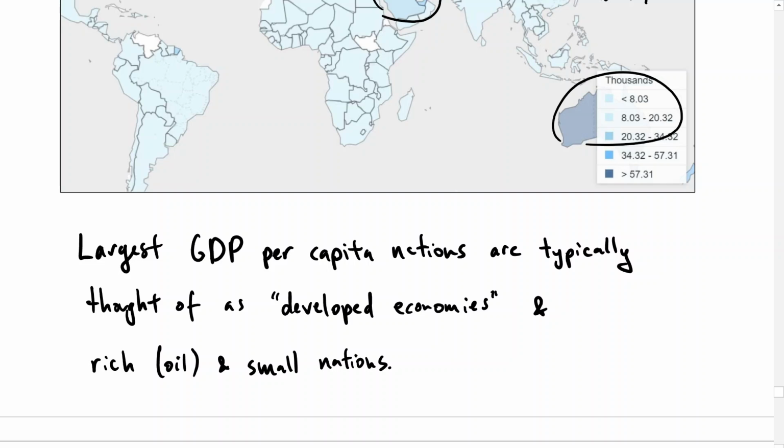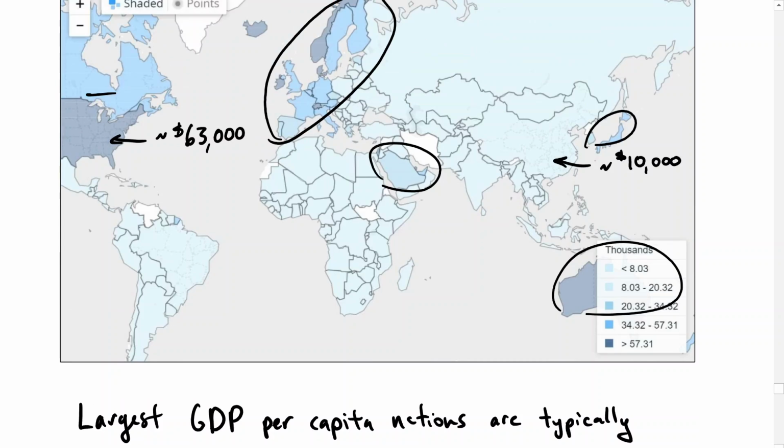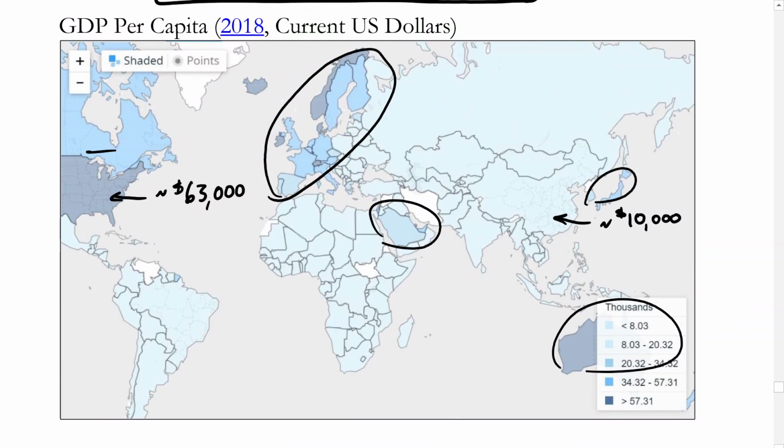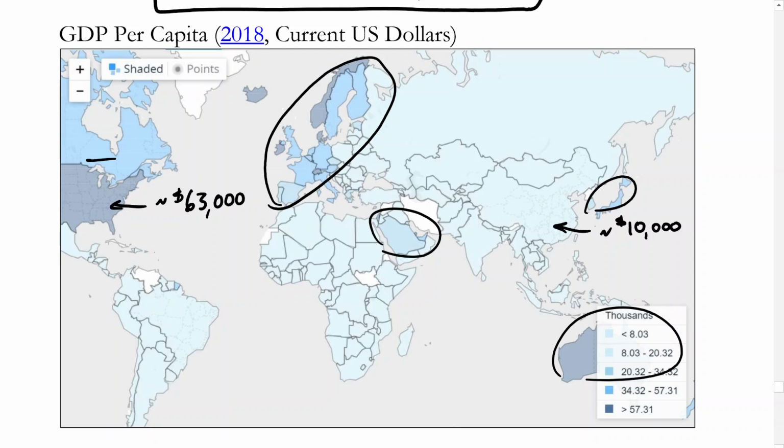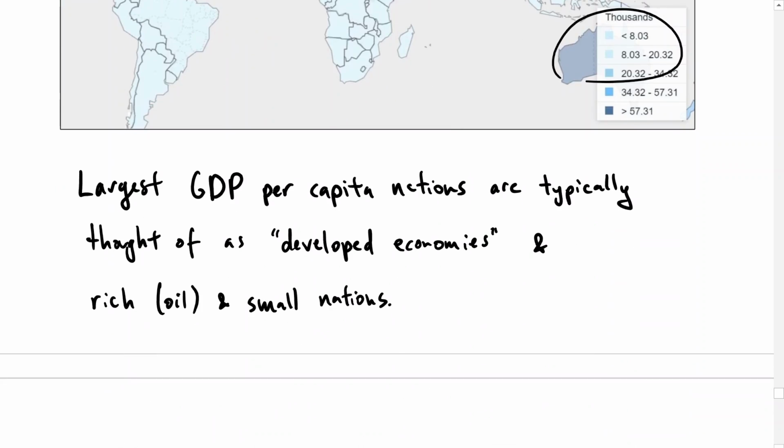Okay, and so there you have it. Comparing GDP across geographies, it's important to take into account GDP on a per capita basis, and in doing so, we're going to get a much better idea of the standard of living in that country.